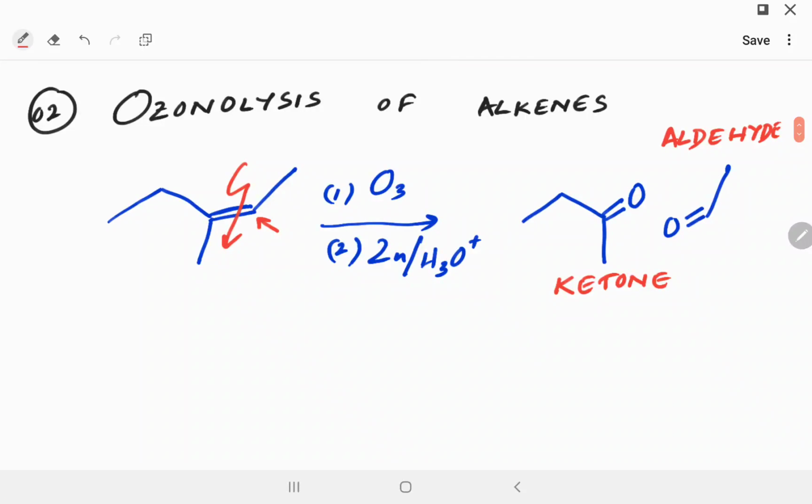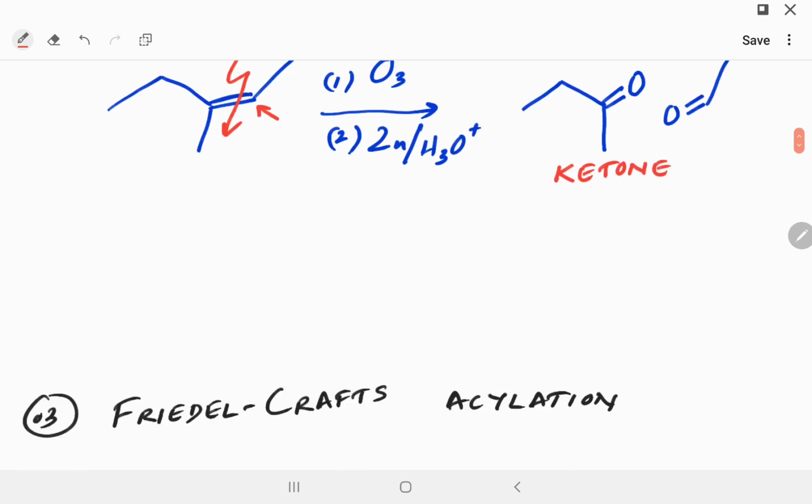So it is important to remember the significance of substitutions that you have in the sp2 hybridized carbons. All right, so this is the second reaction that you could use to synthesize alkenes.